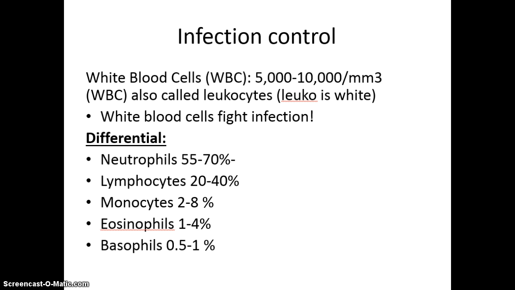Our infection control unit is looking at the white blood cells. Normal is 5,000 to 10,000, and this is also called leukocytes. Leuko is the medical term for white. White blood cells help us fight infection, and when we look at infection control, we want to be able to break down what we call the differential, and that is all of the 5 different types of cells that the body has. That number should come to 100 because it's a 100%.